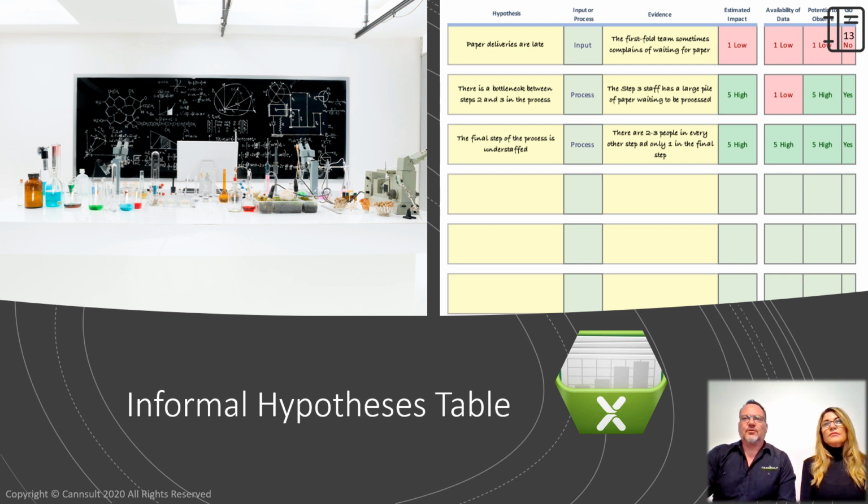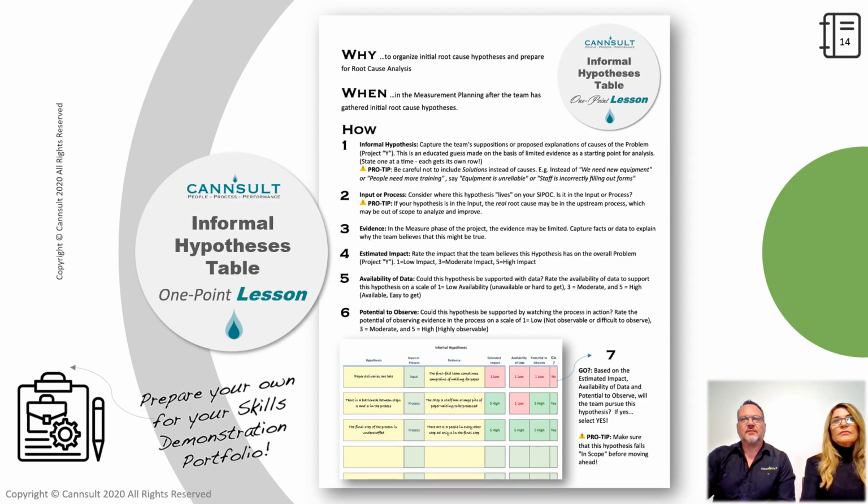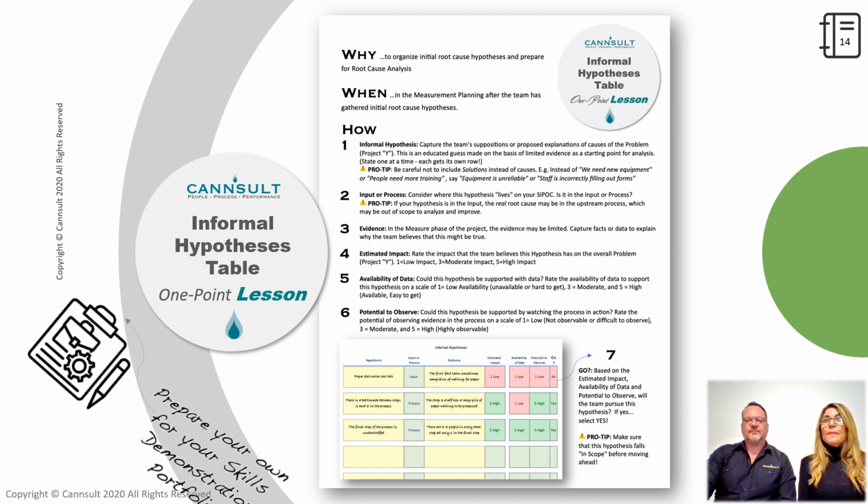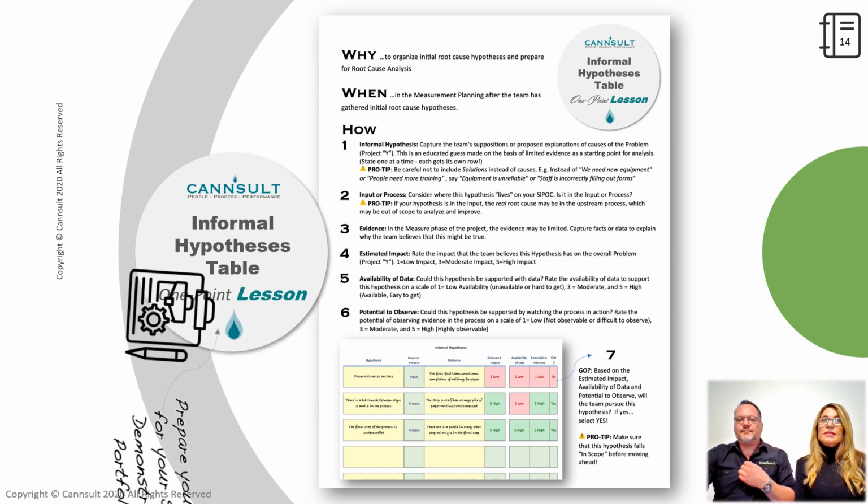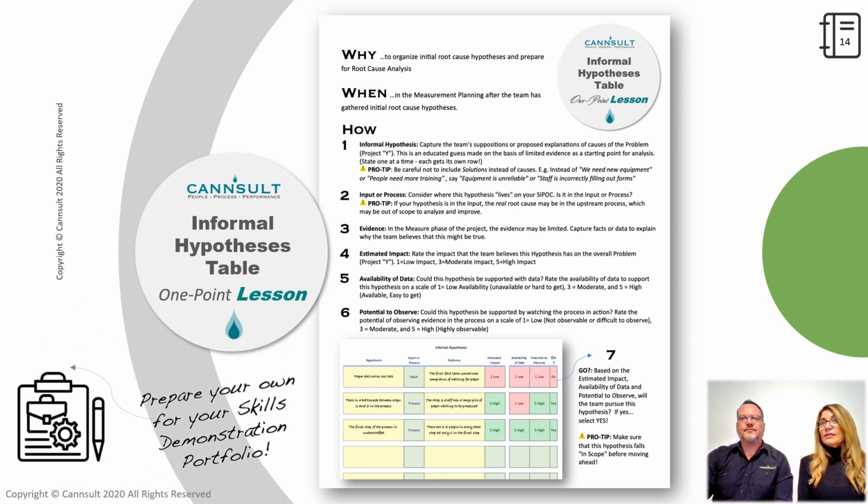Some suspected root causes can be verified with data. Some can only be verified by actually going to the process and observing what's happening. And some causes can be verified by both data and process observation. This is a great way for the team to begin to prepare for the analysis phase. And here's the one-point lesson for using the informal hypothesis table. This helps to prioritize your hypotheses that can be confirmed or validated with data. The next step is to select the right measure and display for each.